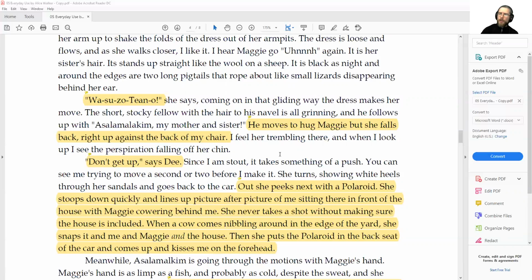Dee then says, don't get up, to her mother. She's dismissing her mother. It's as if it's not even important enough to really greet her or hug her. She's saying, just sit there. I don't need you. Then she does something strange.